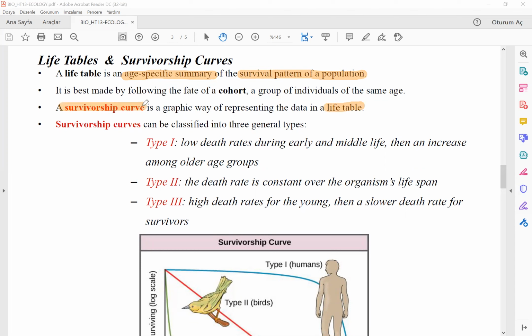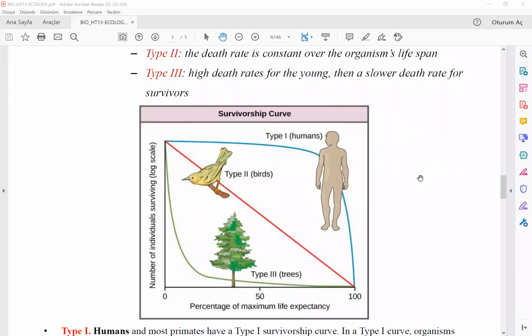The survivorship curves are drawn according to life tables, and survivorship curves can be classified into 3 general types: type 1, type 2, and type 3. These are the survivorship curve types. Okay, let me explain what the differences between these survivorship curves are.